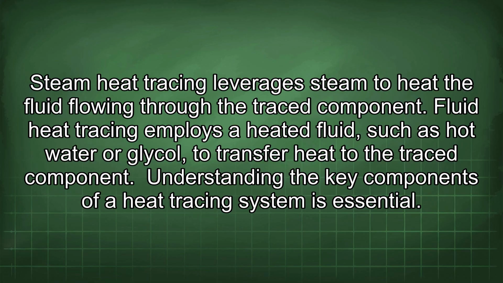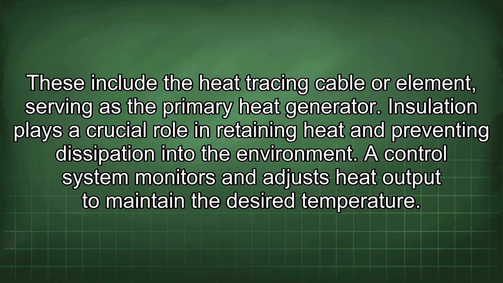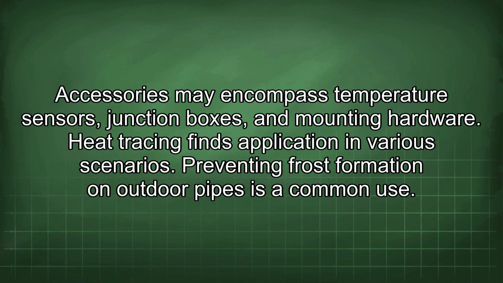Understanding the key components of a heat tracing system is essential. These include the heat tracing cable or element, serving as the primary heat generator. Insulation plays a crucial role in retaining heat and preventing dissipation into the environment. A control system monitors and adjusts heat output to maintain the desired temperature. Accessories may encompass temperature sensors, junction boxes, and mounting hardware.